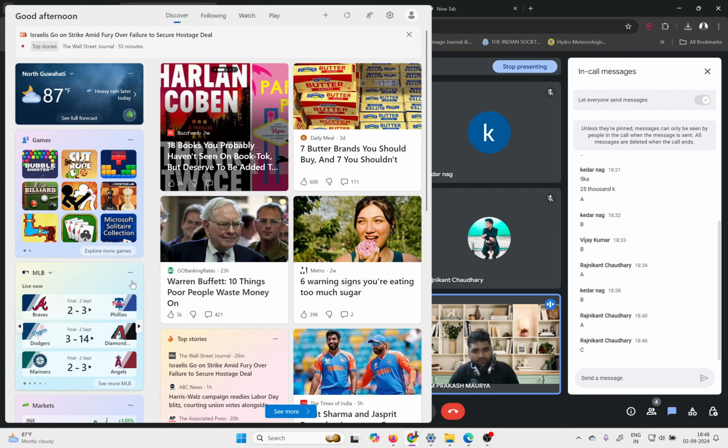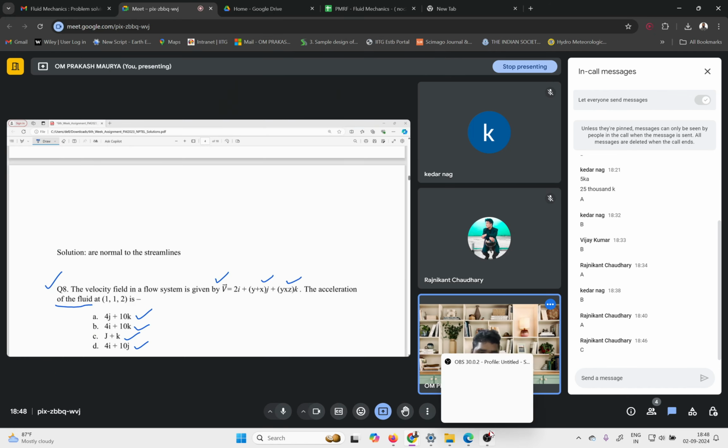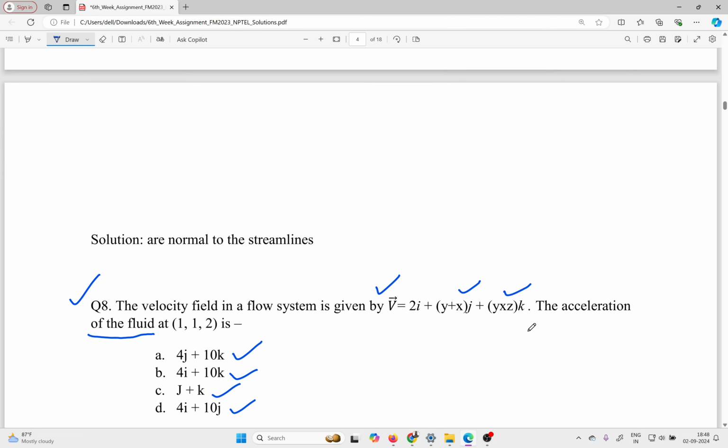Okay, now I want to discuss. Here u is given already. If you compare this with your velocity components, you know already, ui plus vj plus wk. So u is equal to 2, v is equal to x plus y, and w is equal to xyz.